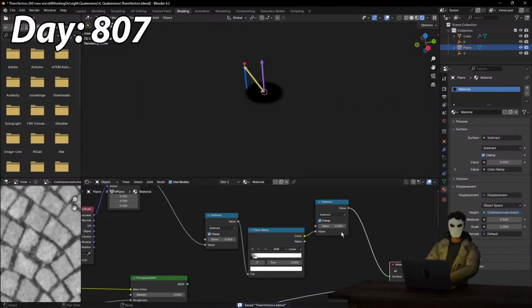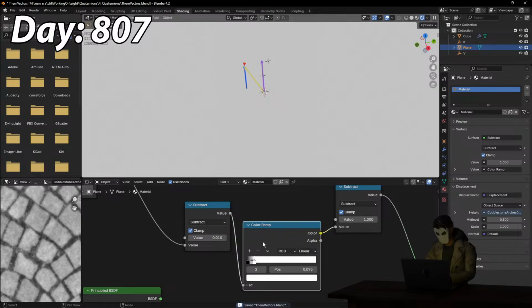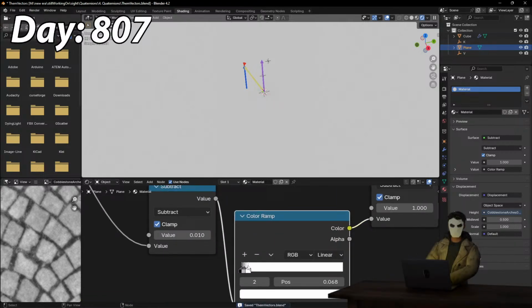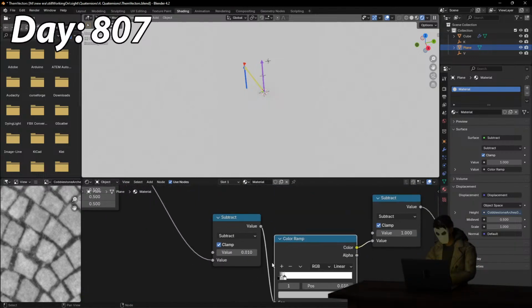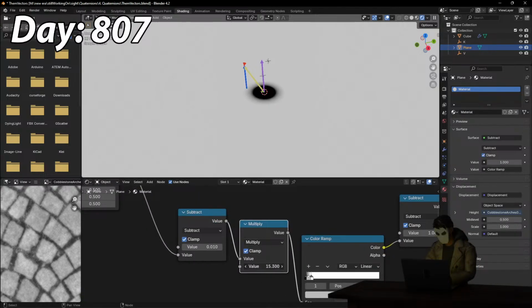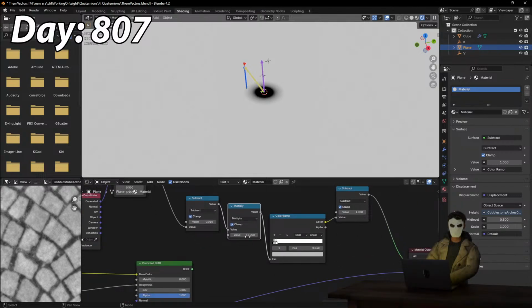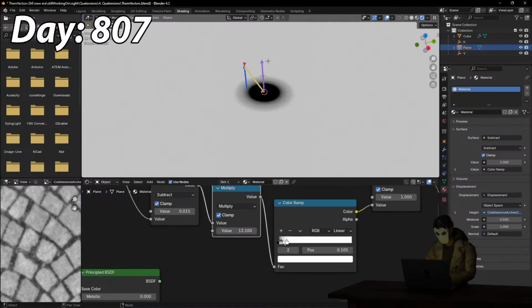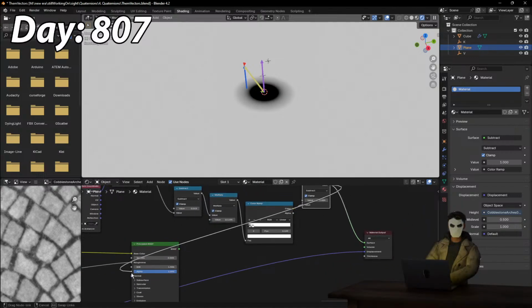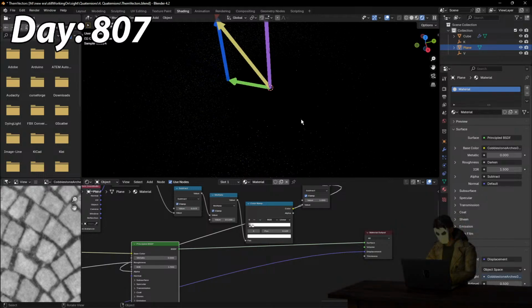I'm sorry, what? Why is this? Should be 0 and 1. What's happening? It should be subtracting 1 somewhere in the middle, shouldn't it? Apparently not. There we go. Now it should. Now if we plug it into the alpha and plug this in, that's what we get.